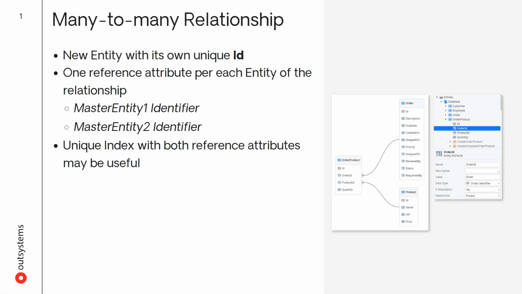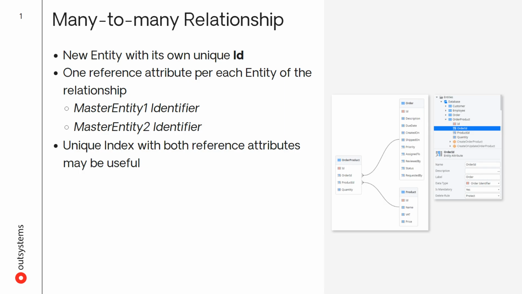As a summary, the many-to-many relationship is defined by a new entity, with its own unique ID, and one reference attribute for each entity that is part of the relationship. These two reference attributes have as data type entity identifier, with the entity here being the one they particularly reference.